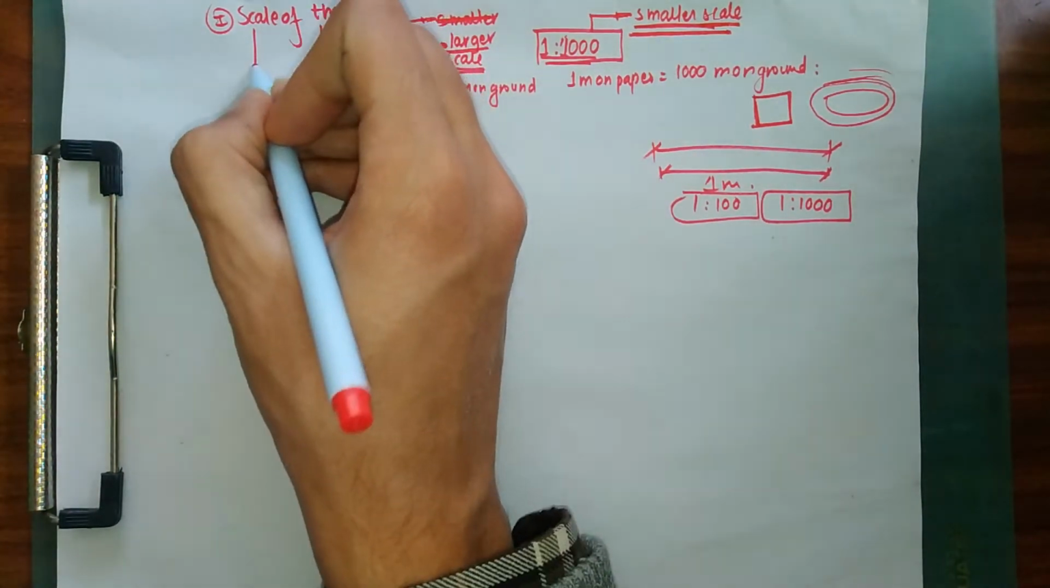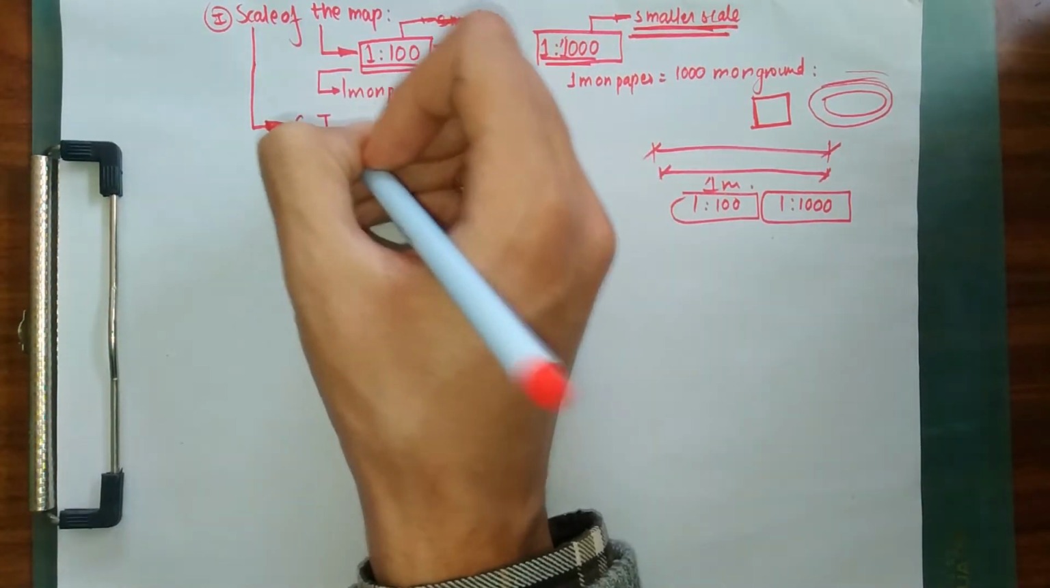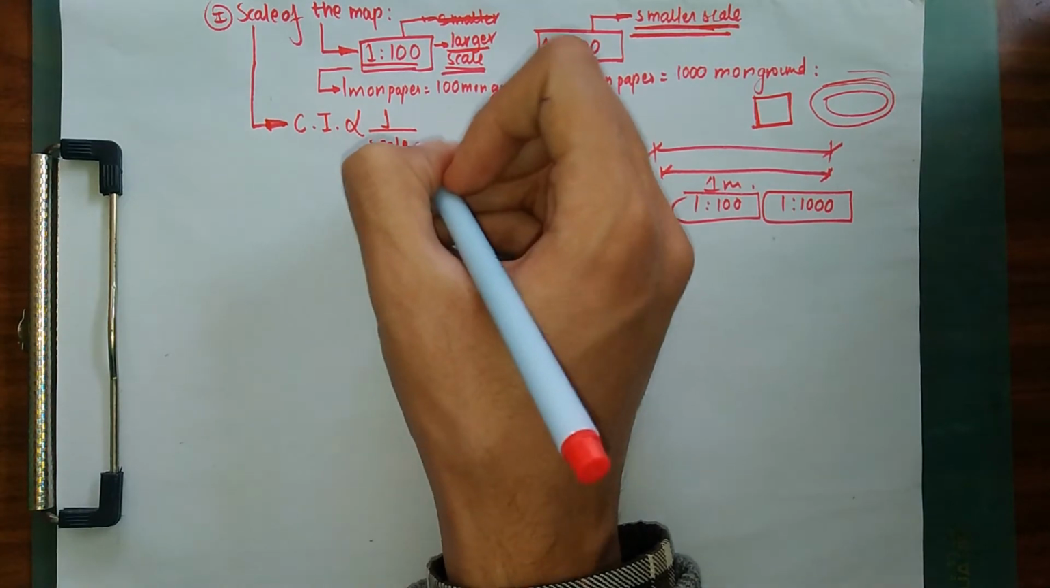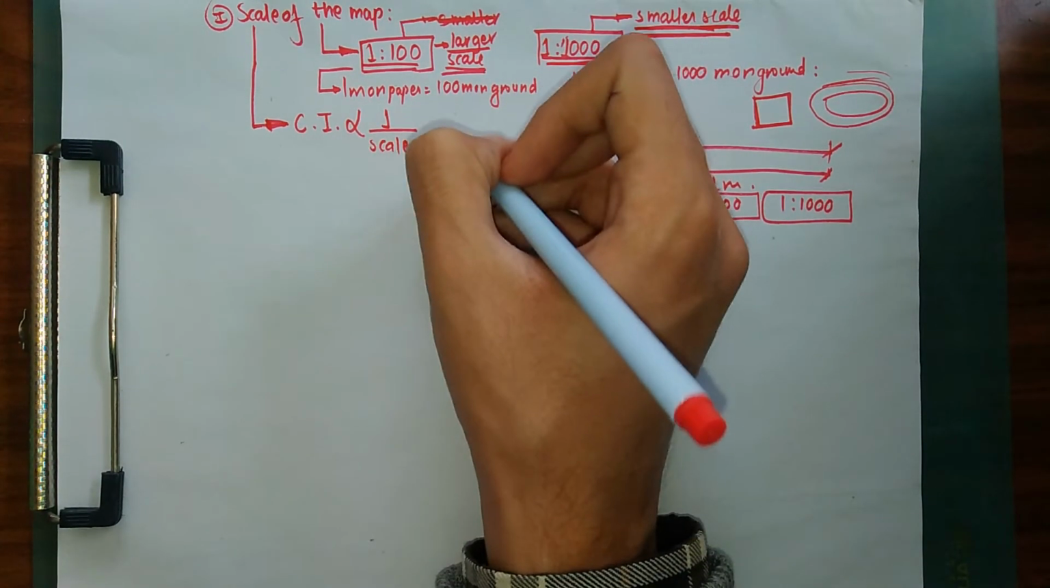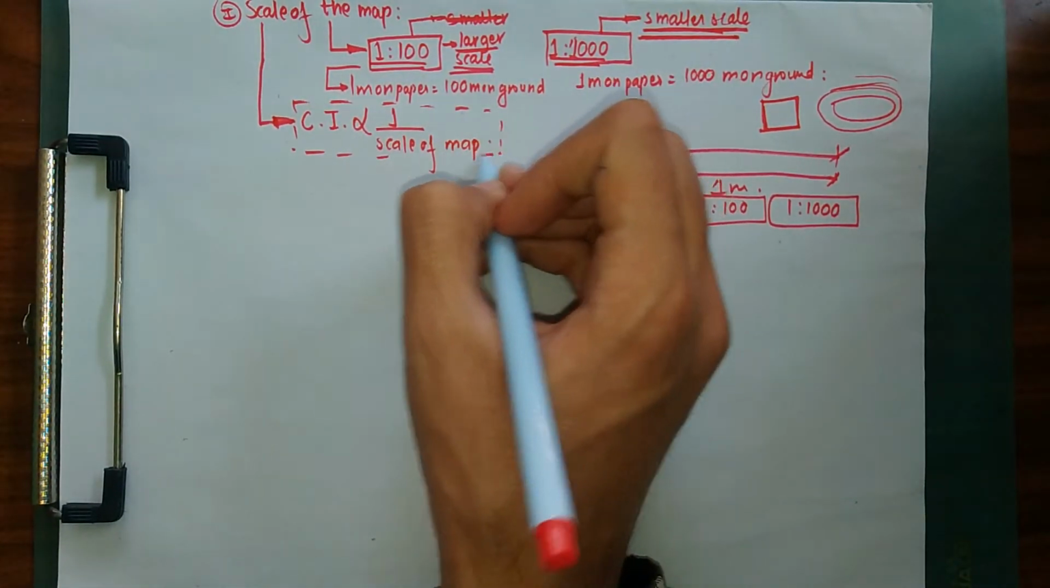So how is my contour interval related to the scale of the map? My contour interval, CI, is inversely proportional to the scale of the map. So why is my contour interval inversely proportional to the scale of the map? Let me explain that.